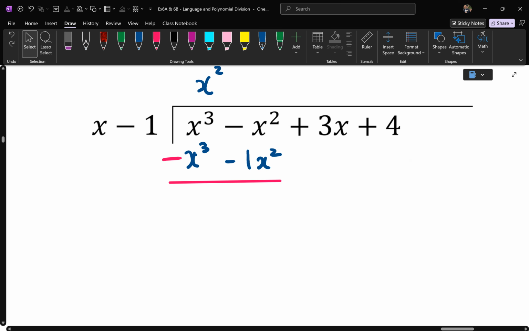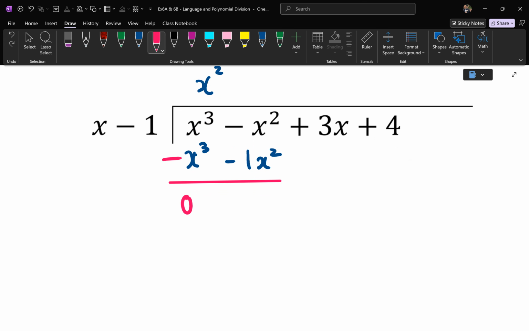What's x cubed take away x cubed? We know that it's going to be 0. Here's your next line. Be careful here. Negative 1 of these x squares minus another negative 1 of these x squares gives you what? So I'll write it out more clearly so you can see. Negative 1 of these x squares, take away negative 1 of these x squares. What does that give you?